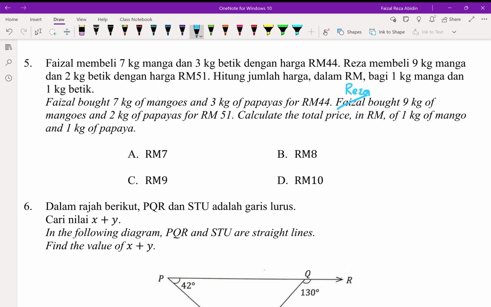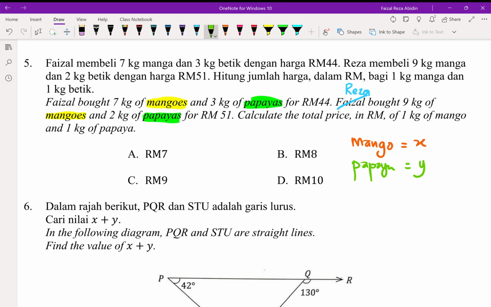Okay. First thing first, you are going to substitute. What did you have over here? Mango and also papaya, isn't it? Same goes to Reza here. He also bought mango and also papaya. Sama tak? So I'm going to substitute. The mango I'm going to have as X. The papaya I'm going to substitute with Y. So now I'm going to make Faizal first as my equation.